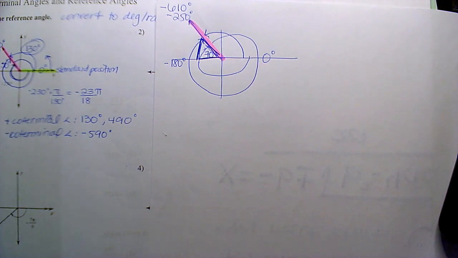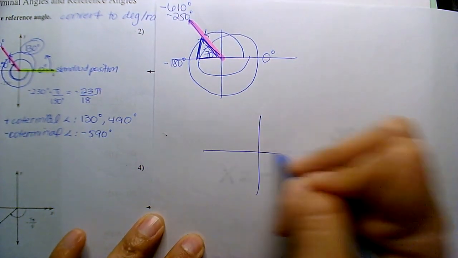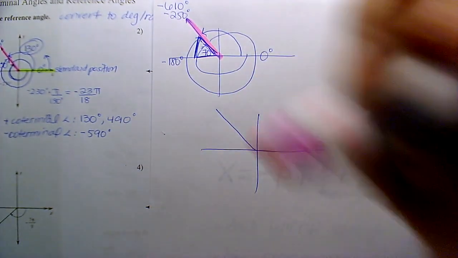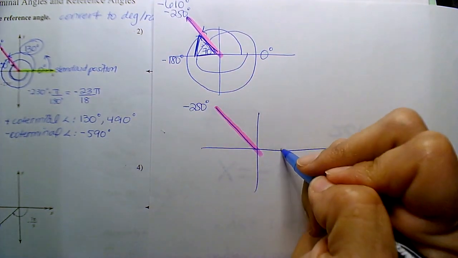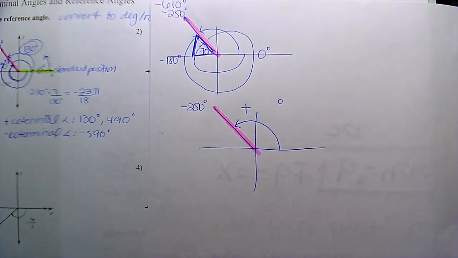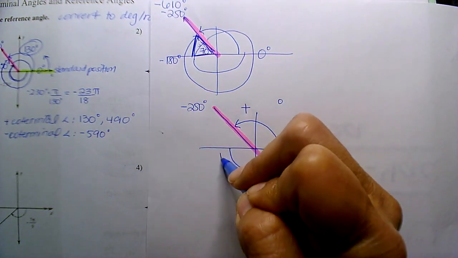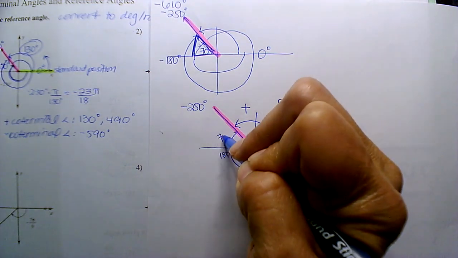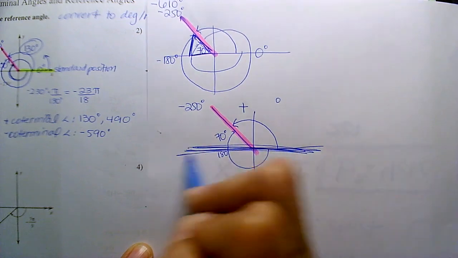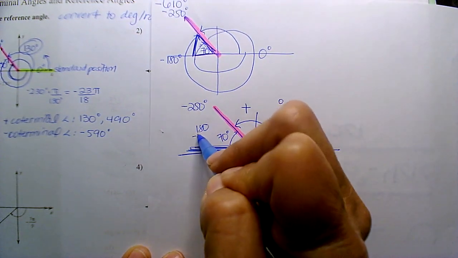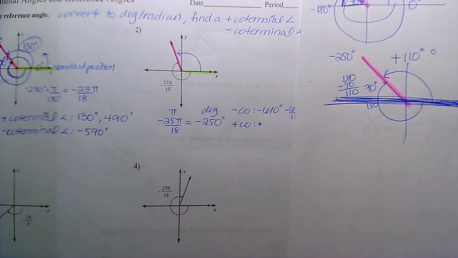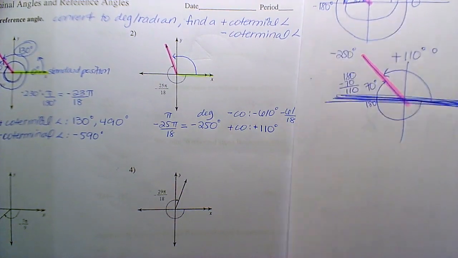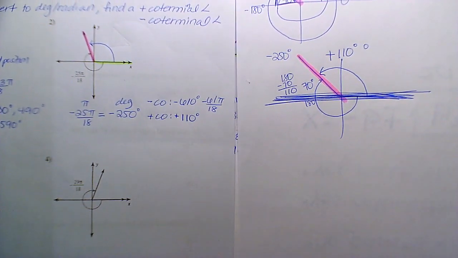180 is half. Here, there's too many lines. Let's do it again. Okay, so this is my pink. This is where I need to land. This is negative 250 degrees. If I want the positive coterminal, this is going to be my positive degree. If this is 180, and now I need another 70, and you know this is 180 degrees, what is 180 minus 70? 110, right? It's okay. 110 degrees, yeah?